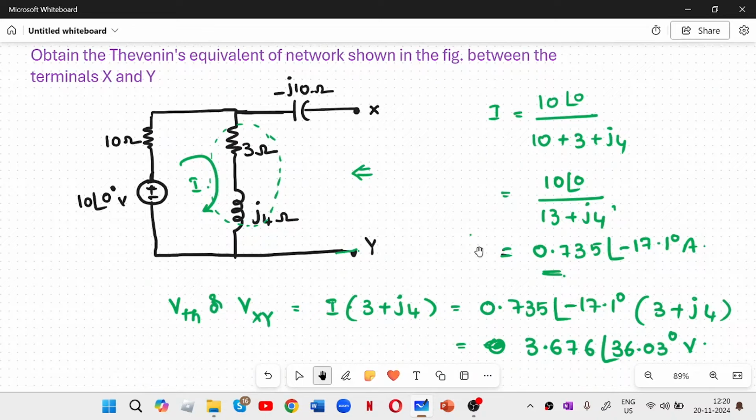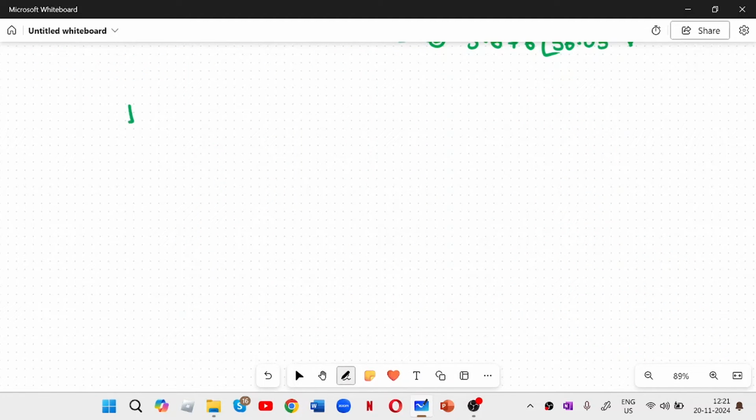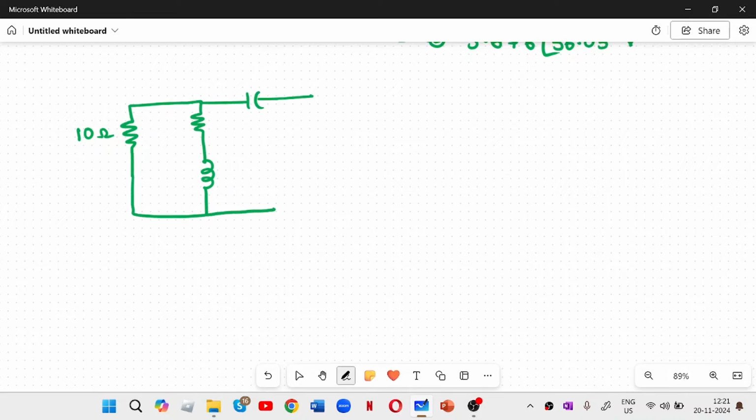To calculate Z Thevenin, we have to replace the voltage source with the short circuit, right, and the current sources by open circuit. So here in the given network, I have only one voltage source. So let us replace this voltage source by short circuit and then redraw the circuit.